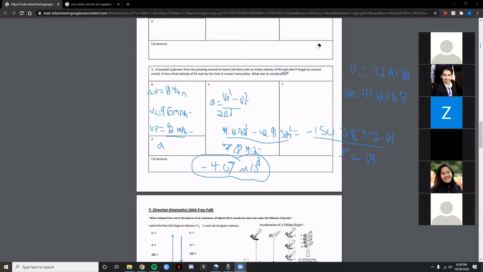What was your numerator and denominator, Lois? I got for my numerator, I did 41.13 squared minus 42.92 squared over 2 times 18.44. All right, slow down. Are you putting that all into your calculator just like that? No, I'm doing it separately so that I don't mess up.